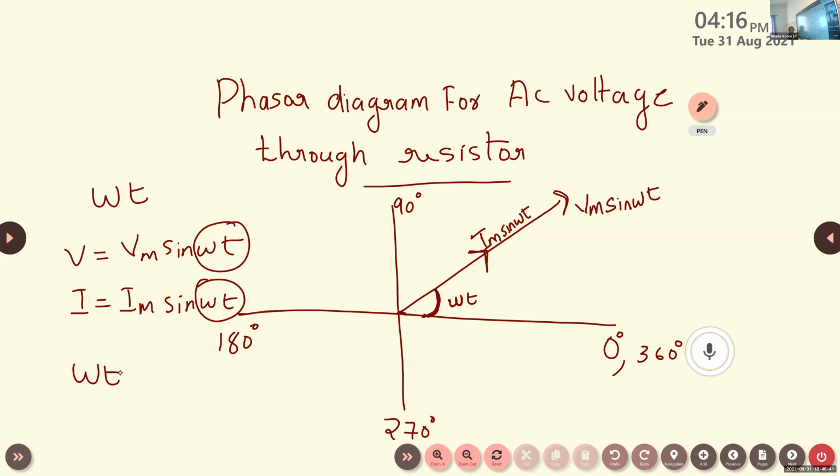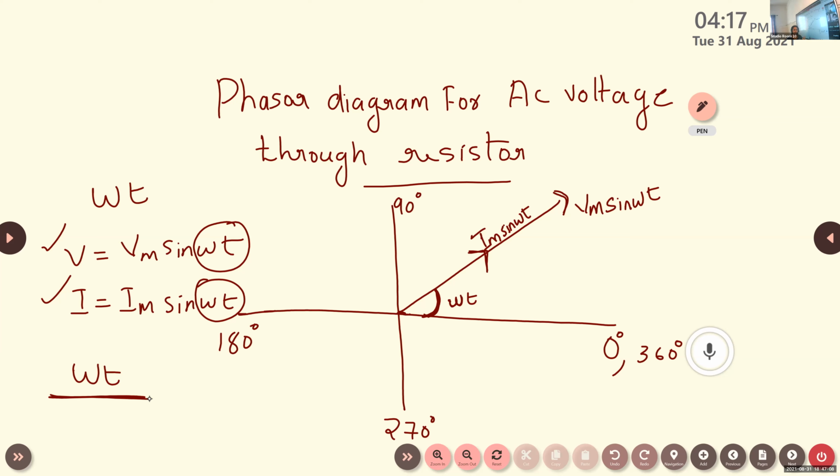You will find a difference when we discuss the case of inductors and capacitors. In the case of inductors, the alternating EMF V and the current are not in the same phase. But in the case of a resistor, both the voltage and the current are in the same phase because they are represented by the same phase angle omega t. And the phasor diagram is used to represent this phase angle omega t.